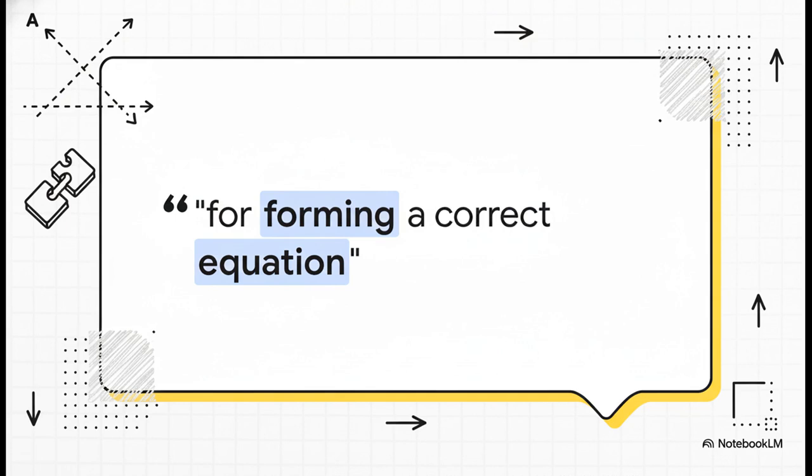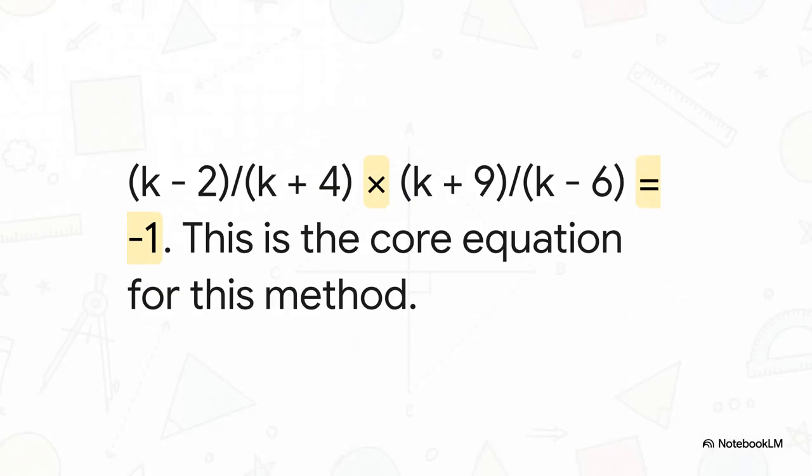Okay, so we've got our 2 gradient expressions. The mark scheme is super clear. The next mark is for putting these 2 pieces together using that rule for perpendicular lines we talked about. So we take our first gradient, multiply it by our second gradient, and set the whole thing equal to -1. And just like that, we've built the main equation for this method. Now you just have to solve this for k.